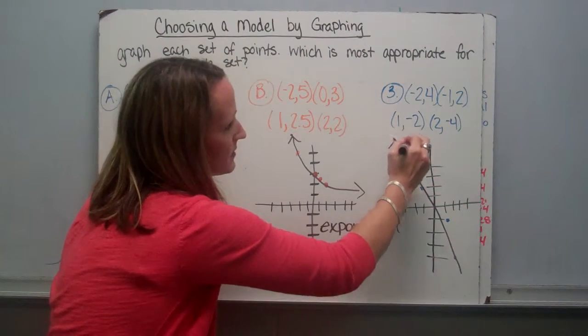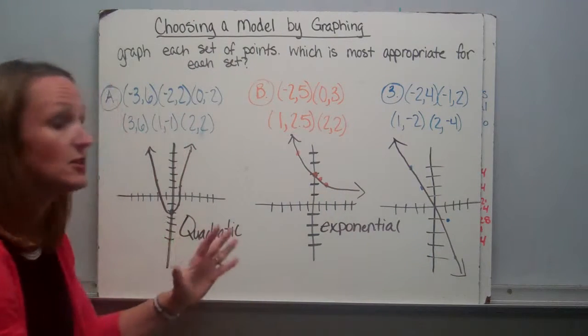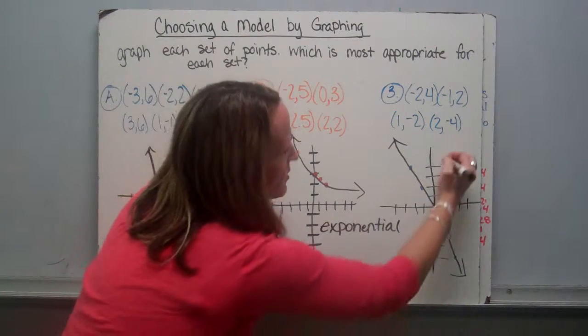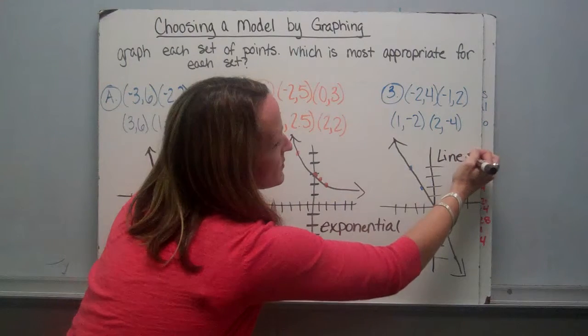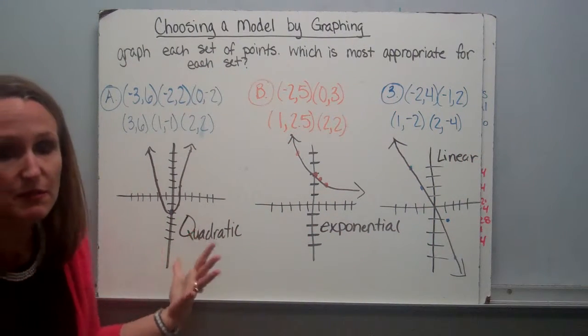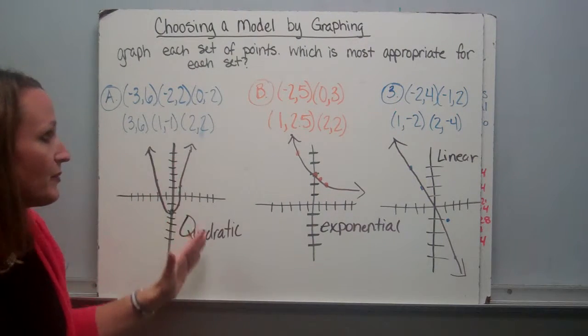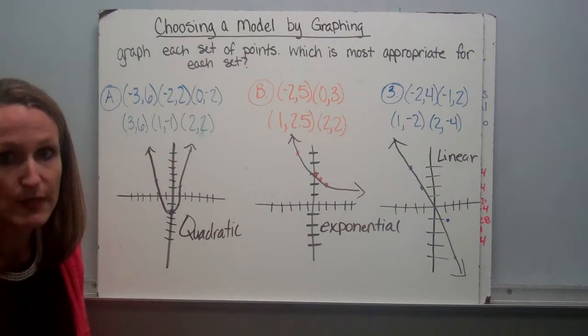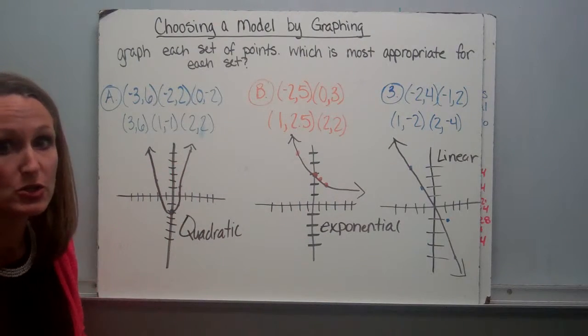And then over here, if you connect all of these, you should get a line. Keeping in mind that I did not draw these on graph paper, so none of them are perfect, but we would call this one linear. So again, one way to determine what they are is to simply model them by graphing. Plot the points that you have, connect the points, and see where you end up.